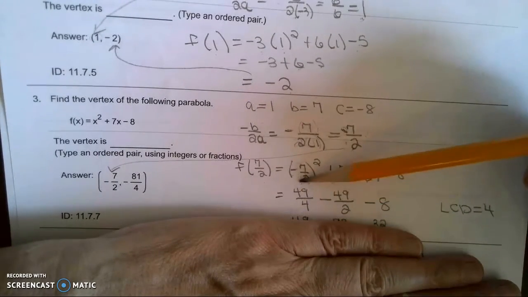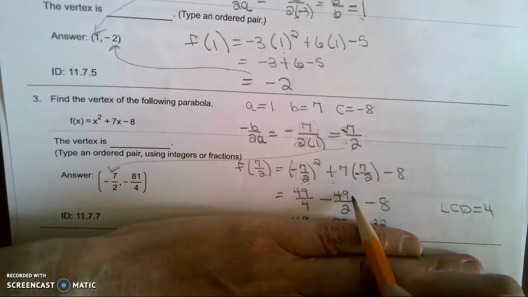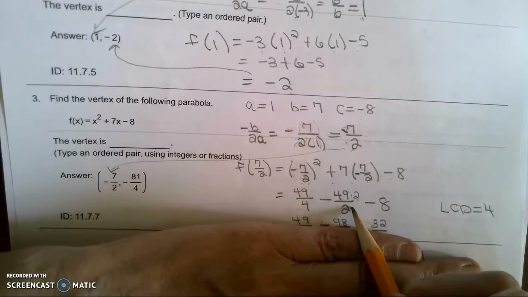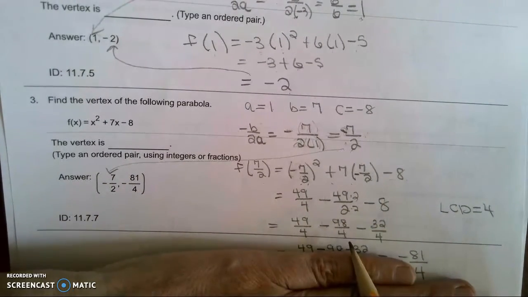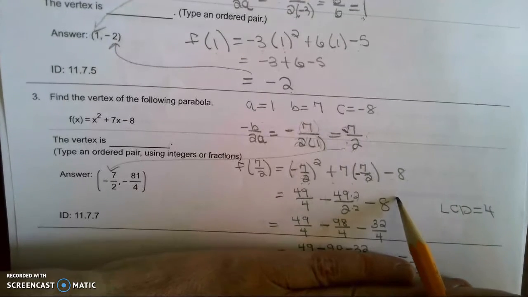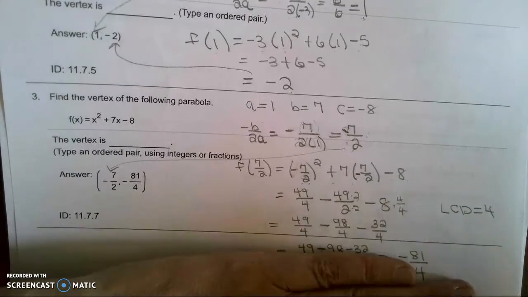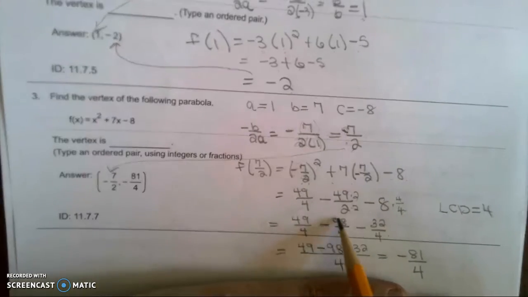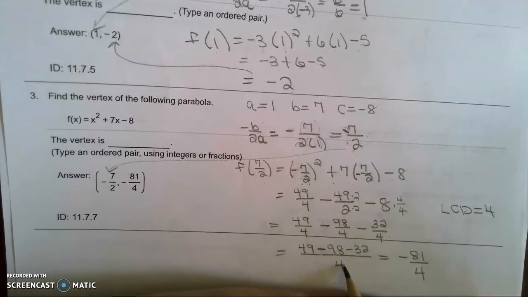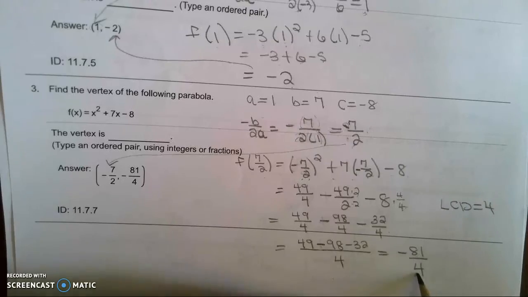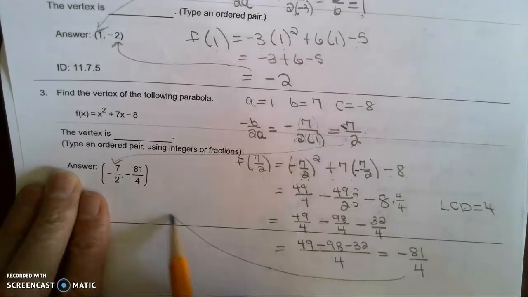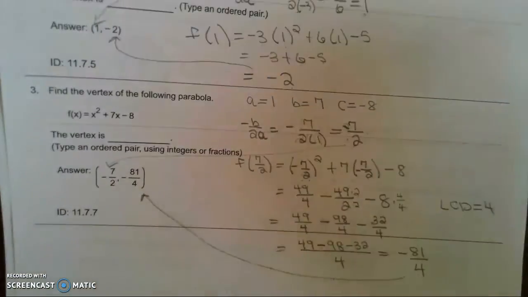This one already has a 4. For this one, I multiply top and bottom by 2, and I get 98 over 4. And this one I have to multiply by 4 over 4, so 8 times 4 gives me 32 over 4. Now I have the same denominator, so I go ahead and subtract the numerators, and I get negative 81 over the common denominator. So that's this example.